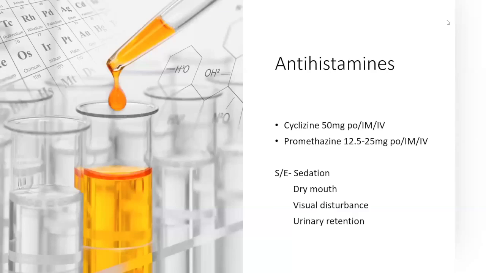And then your antihistamines, you've got your cyclizine and your promethazine. Cyclizine is basically given at a dose of 50 milligrams orally, IM or IV. And then the promethazine is given at a dose of about 12.5 to about 25 milligrams orally, IM, and IV. It does come with side effects. Part of the side effects is that it can cause sedation, dry mouth, visual disturbances, and also urinary retention.